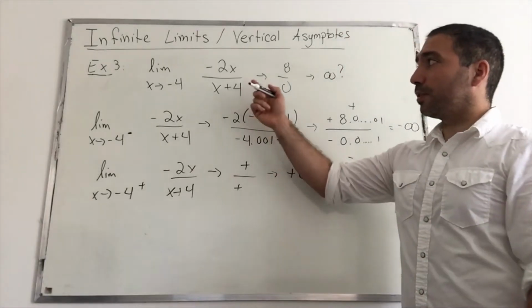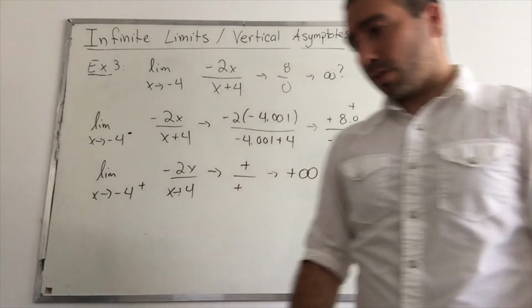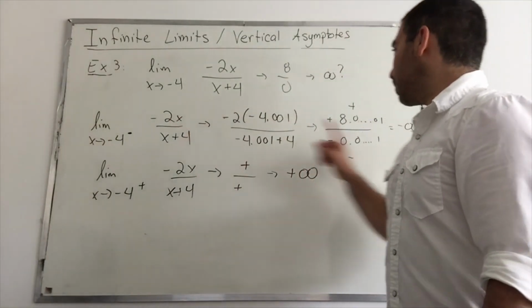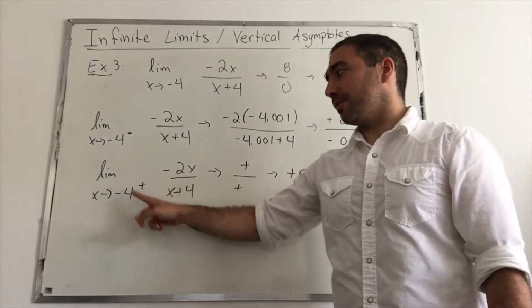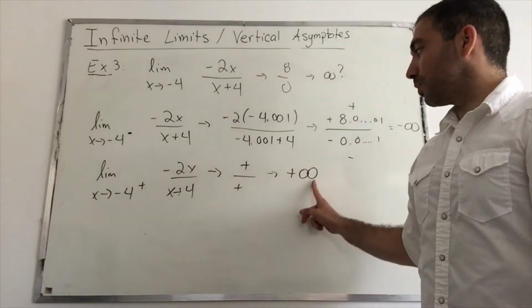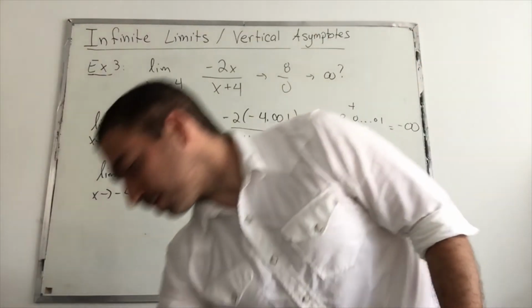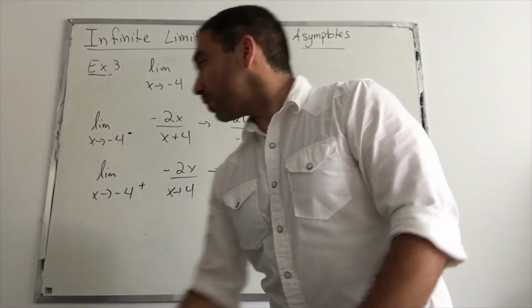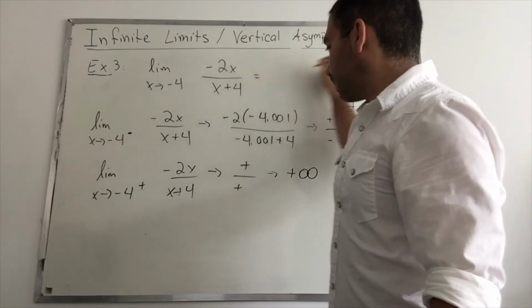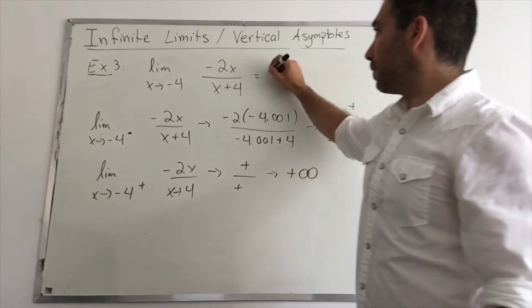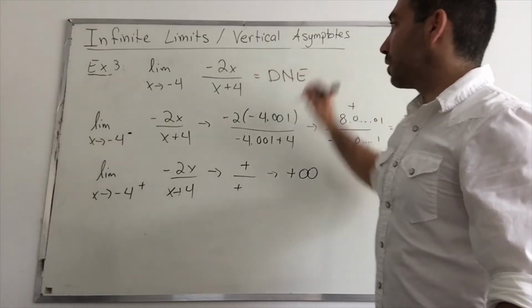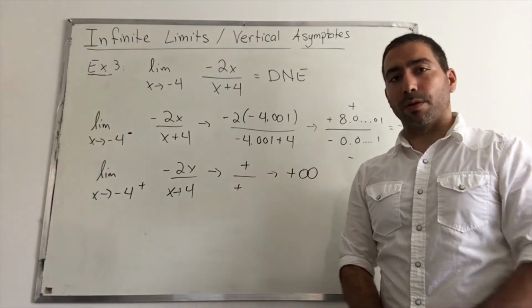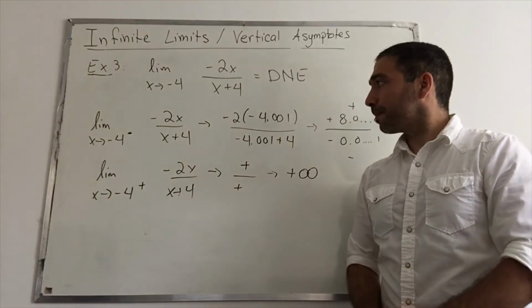So what could we conclude about this limit? Well, the left-sided limit goes to negative infinity, whereas the right-sided limit goes to positive infinity. So this one is negative, this is positive. We conclude that the limit does not exist because the left-sided limit and the right-sided limit do not match.